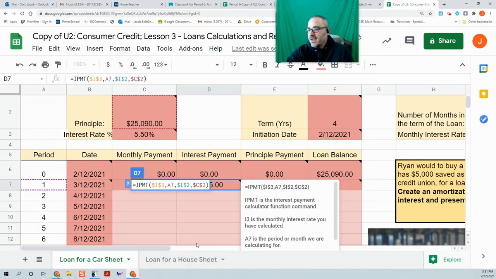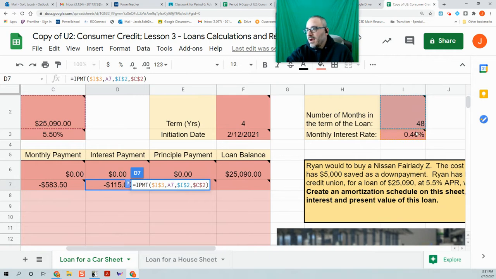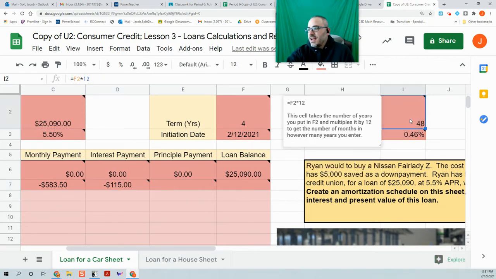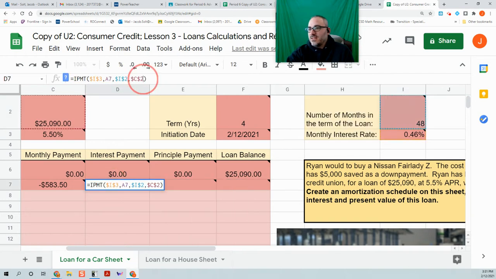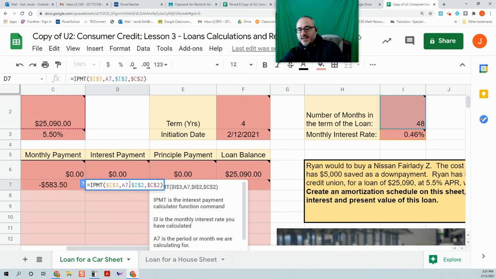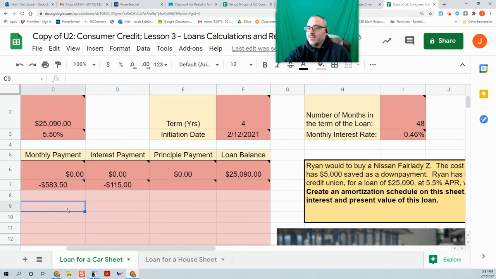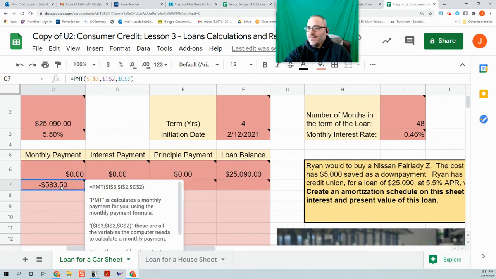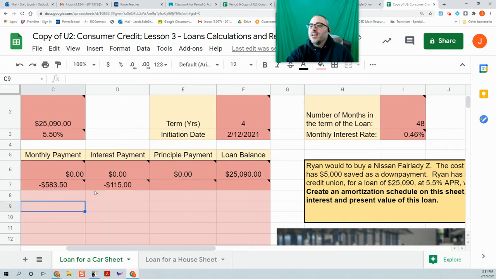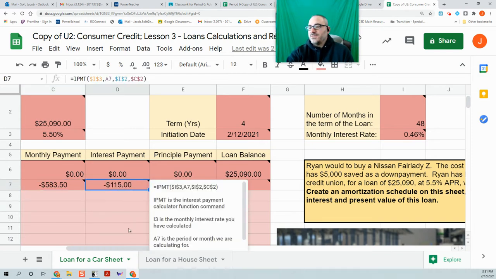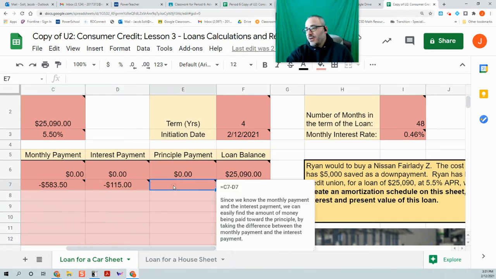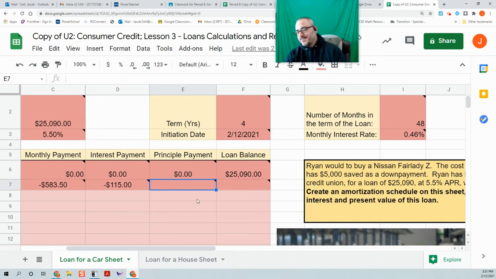I want it to find I2, that's the number of repayments of the loan, right? And I want it to lock down the principal. I want it to lock down that principal each time I press enter, and it calculates how much of this monthly payment is going to be interest, right? Of the $583.50 that Ryan pays each month, on the first month, $115 is going to be how much goes to the bank as profit for interest.